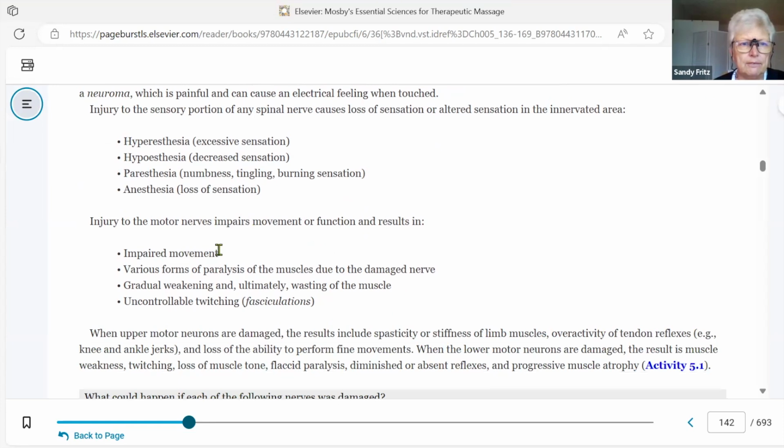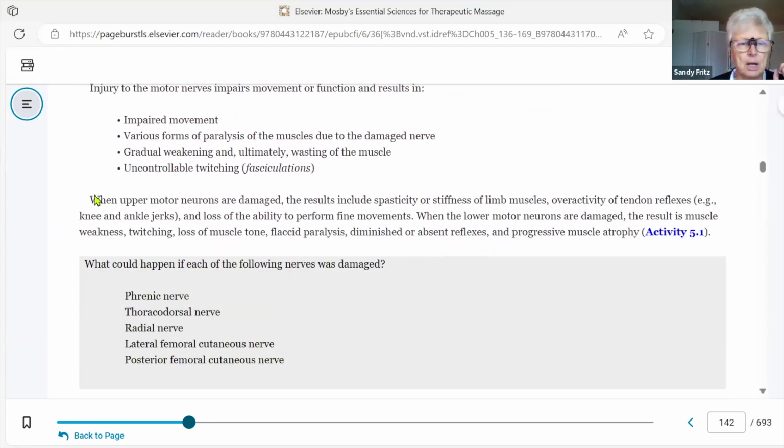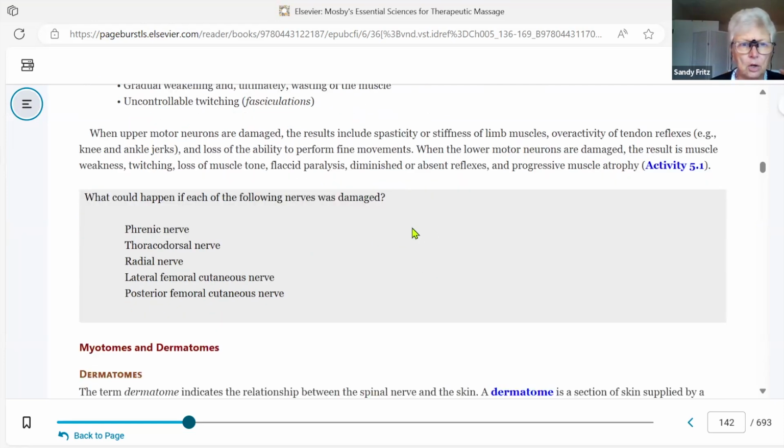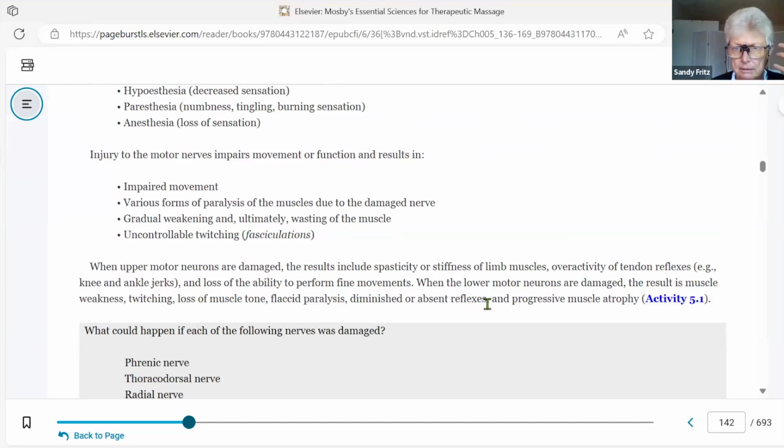Also, you can have impaired movement, different aspects of paralysis where the motor function is interfered with, a weakening and an atrophy. When upper motor neurons are damaged, you're going to have some spasticity and some stiffness. And if you've got lower motor neurons, you're going to have weakness, loss of muscle tone, flaccidity, diminished reflexes, and progressive muscle atrophy.